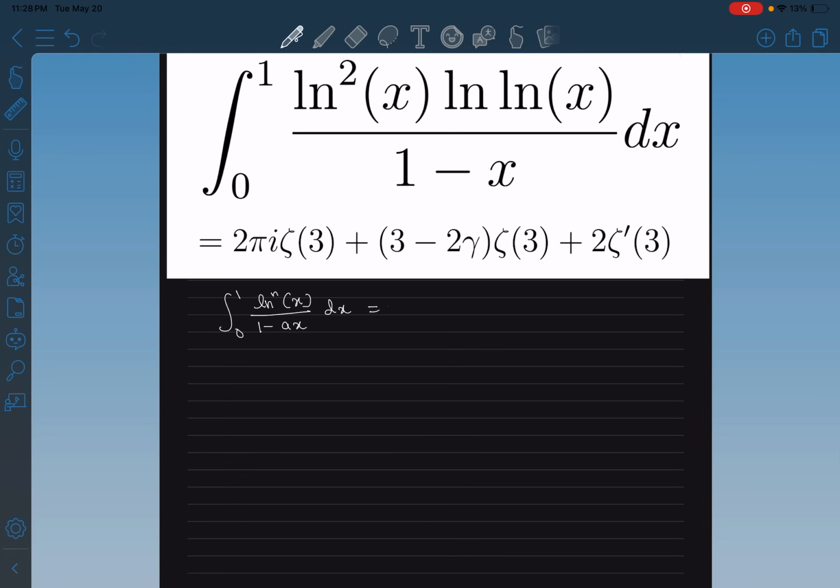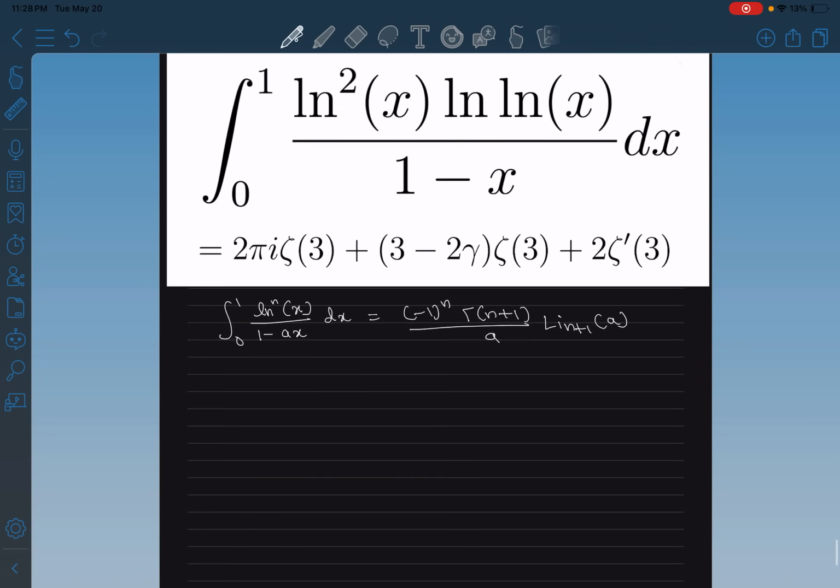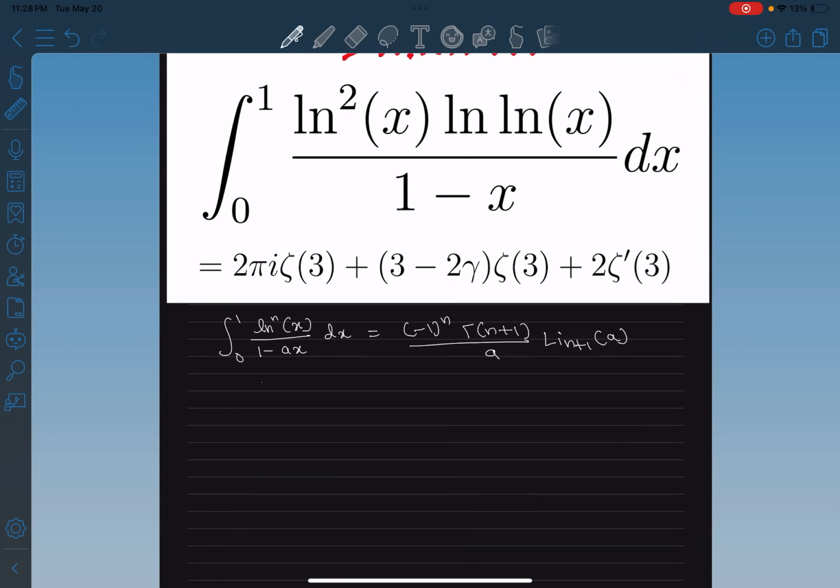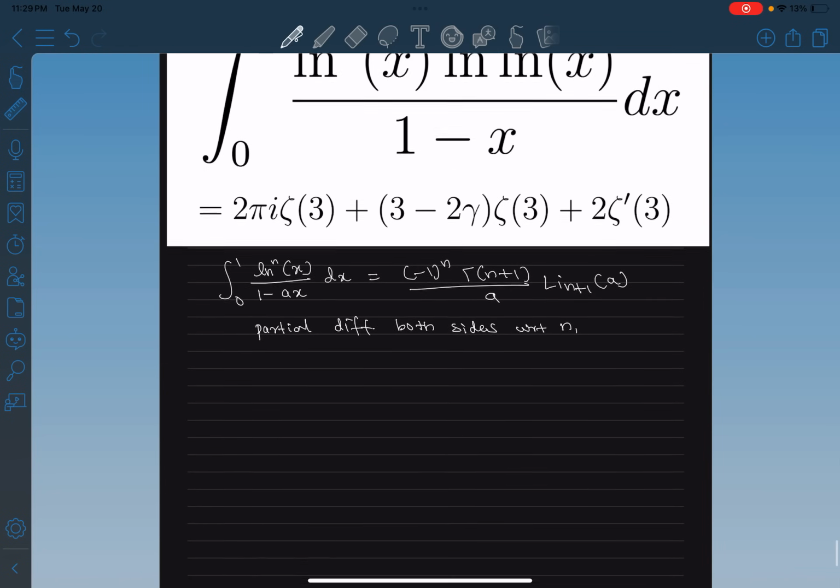Okay, so this integral, which I have already derived, is (-1)^n Γ(n+1) / a times Li_{n+1}(a), right? I can put the video in the description if you want. Now notice that if I partial differentiate both sides with respect to n, then let's see what happens.